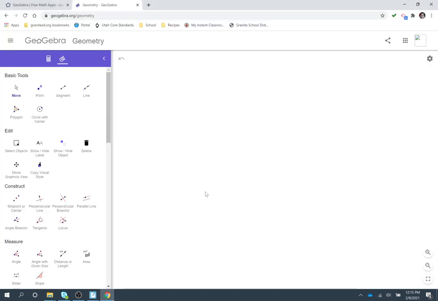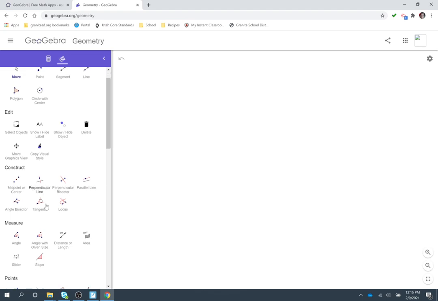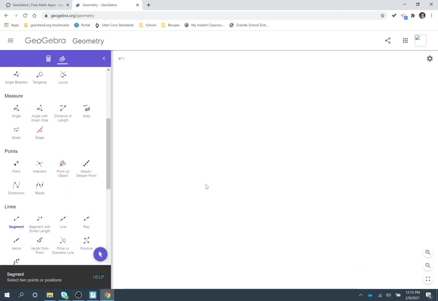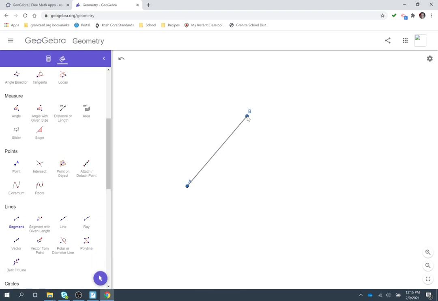So pull up your GeoGebra, and the first thing we need to start is a triangle. If we scroll down a little bit and grab, under our lines, our segment, I'm going to do A to B, then B to C, and then C to A. This is our triangle, and what we're going to try to do is construct a circle that goes around the outside of our triangle that hits all three vertices A, B, and C.